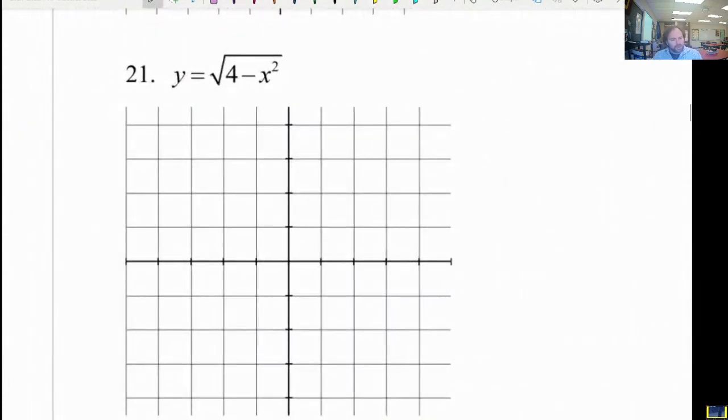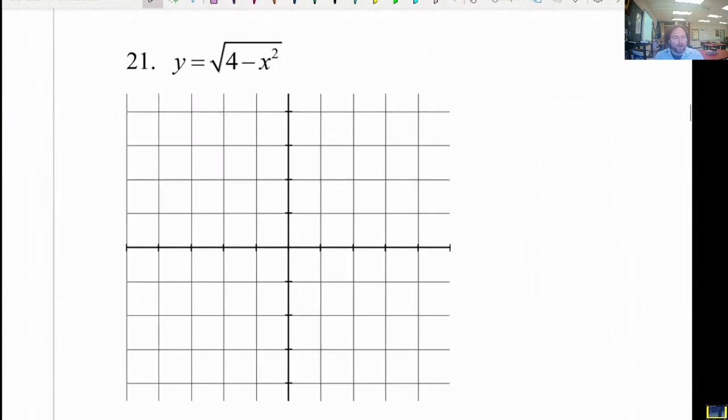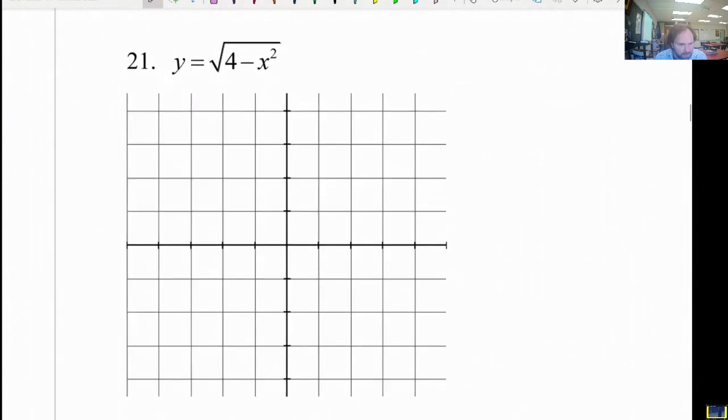Two more to handle. 21 is another example of something that happens all the time in calculus. We talk about these kind of graphs. You really got to think about what the domain is here. When is 4 minus x squared greater than or equal to 0? You got to be careful on this one. What this would mean is that 4 is greater than or equal to x squared. So let's really think about that for a minute.